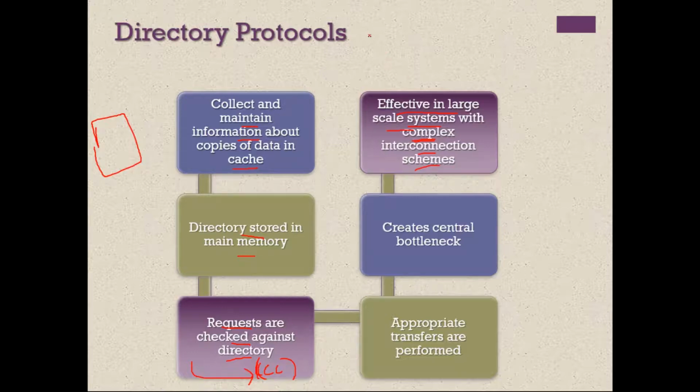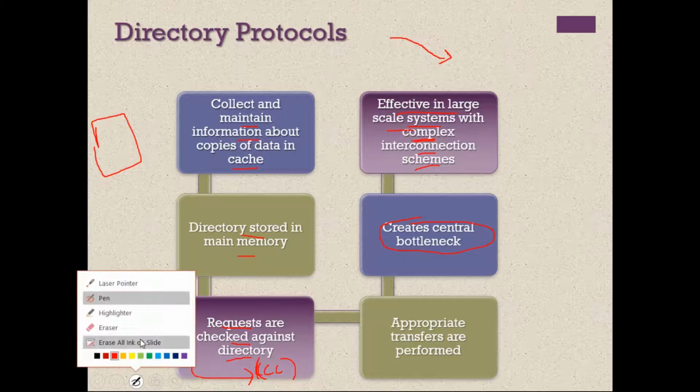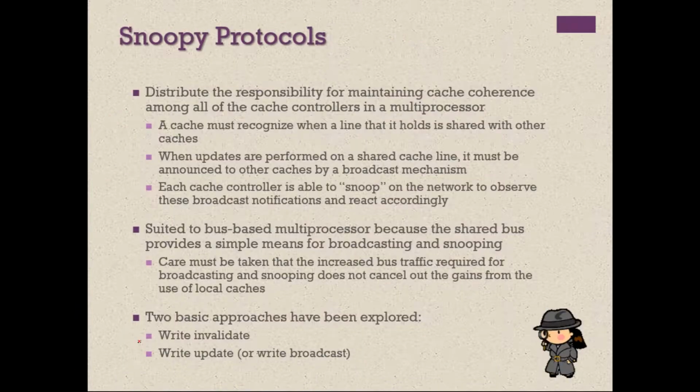Complex interconnection schemes, in the sense that all the processors should be interconnected properly. When a processor requests data, it is not going to take it only from the main memory. Some other processor may also give it. So this protocol will be effective in a large scale system with complex interconnection schemes. But it may create a bottleneck, because every time all the requests should go to the centralized controller. These are some of the advantages and disadvantages of this model. So this is the directory based protocol, which is a centralized protocol.